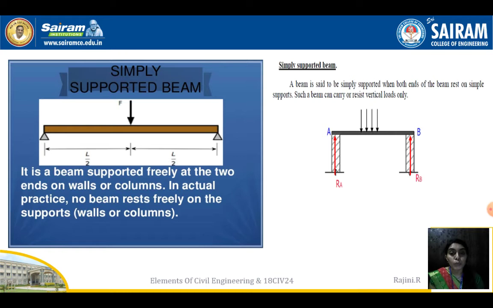While doing problems, if you have a simple support in the beam given for the problem, we need to mark the reactions first, then start the problem. Once you see a simple support, you have to think that a simple support always has one vertical reaction. At each of point A and point B you will have, totally, two reactions.